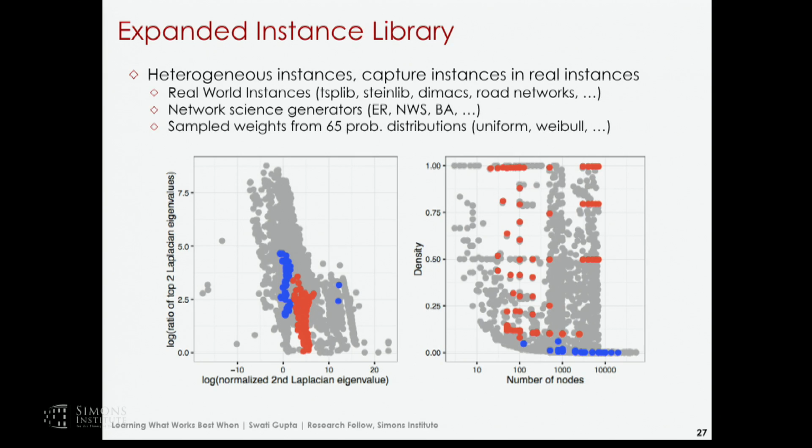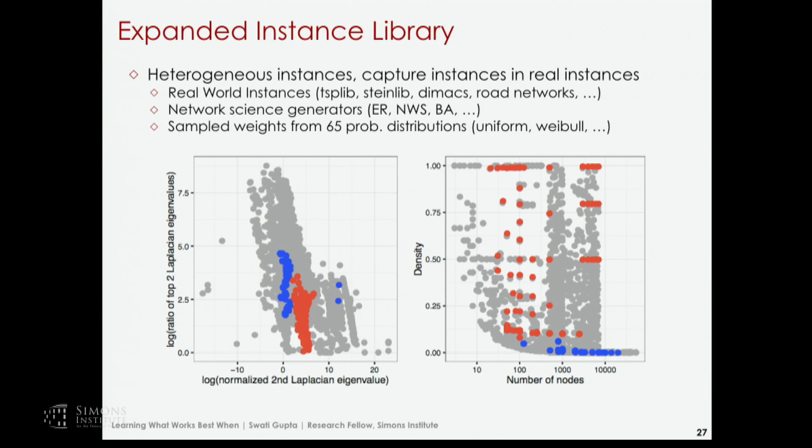We used a lot of network science generators like Erdos-Renyi, Newman-Watts-Strogatz, and Barabasi-Albert. We used a bunch of those. We then cross-producted that with a bunch of weights from different probability distributions. We constructed more than 3,000, about 3,000 to 3,300 graphs. And that's the coverage of the space for the new instances.